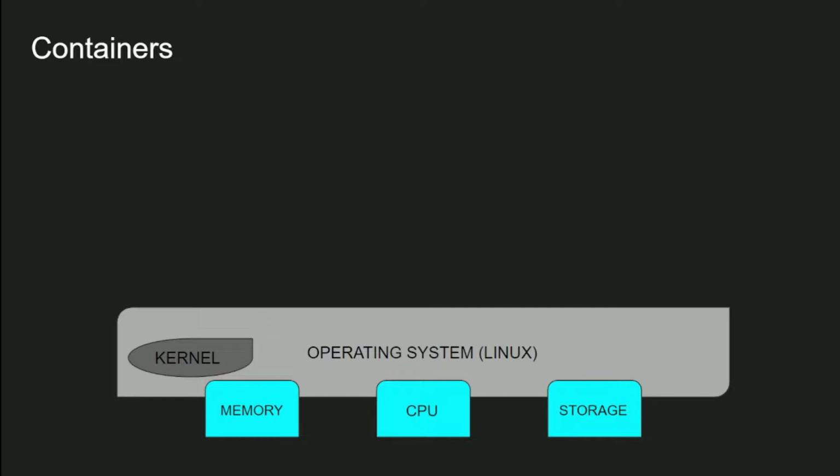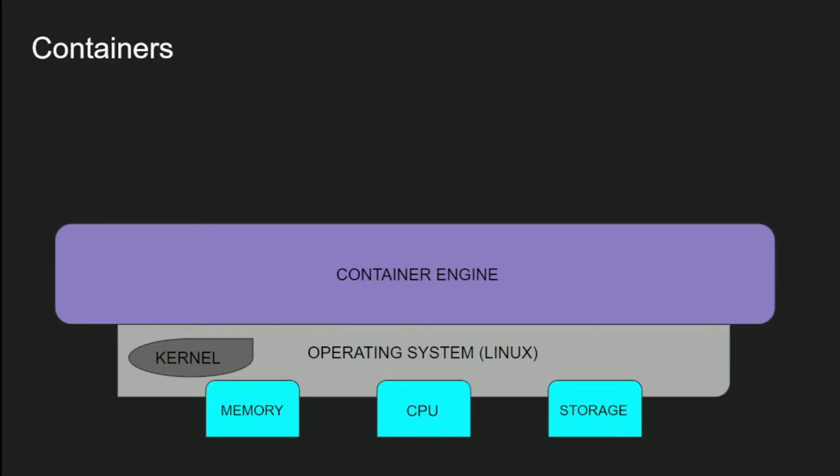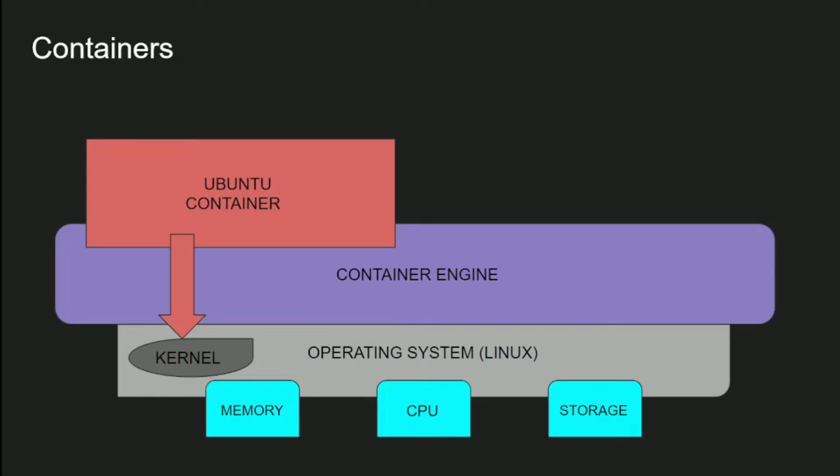On the operating system, we will install something called the container engine. And using this container engine, all of the containers that will live on top of it will be able to access the operating system's kernel. By doing this, containers are able to be much more lightweight because you no longer need to run a full operating system for each application.